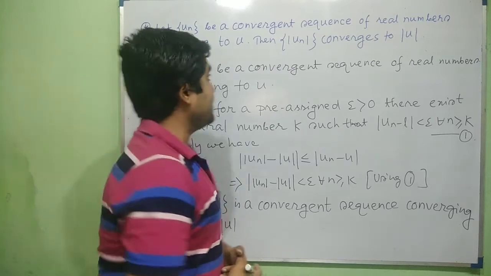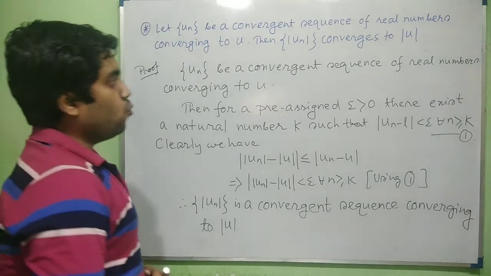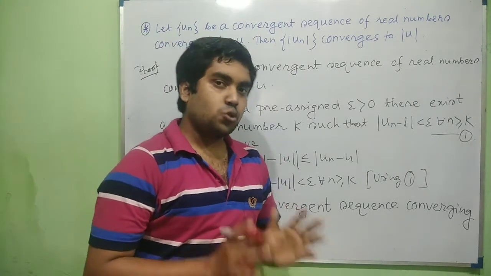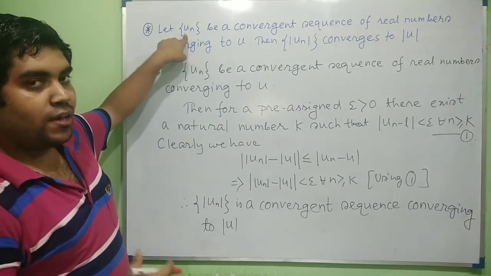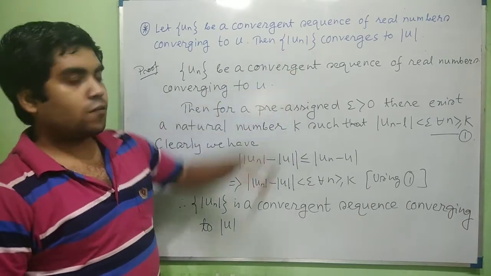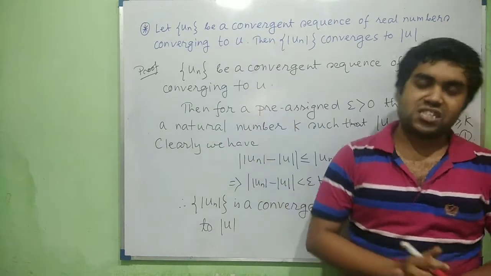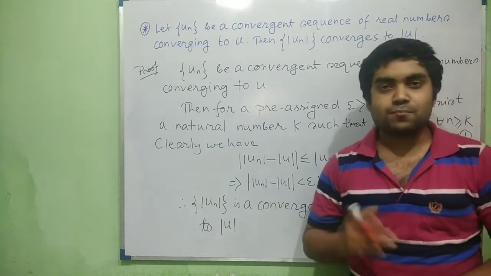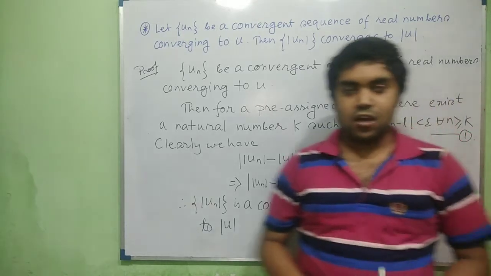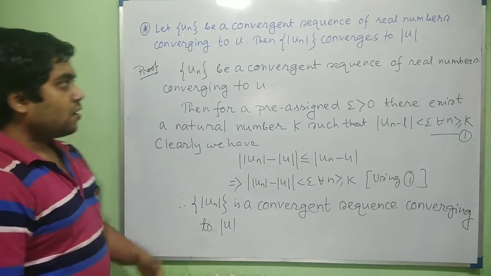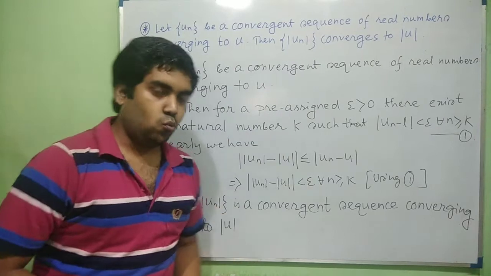Our next result is: let un be a convergent sequence of real numbers converging to u, then mod of un converges to mod of u. That is, a sequence un is convergent and we construct a new sequence mod of un. If there are some negative terms in the given sequence un, then we make it a positive-term sequence. All the terms of the sequence mod of un are positive, and we have to prove that the sequence mod of un converges to mod of u.